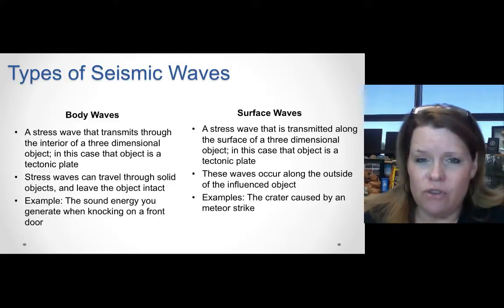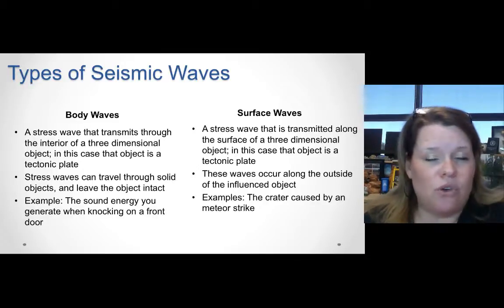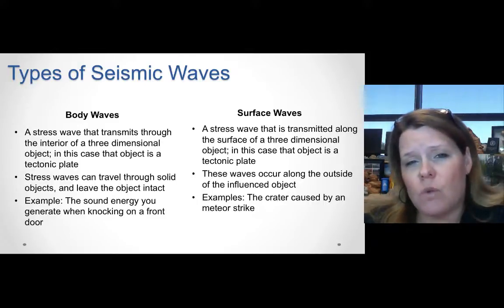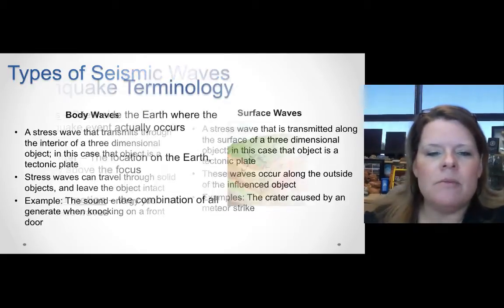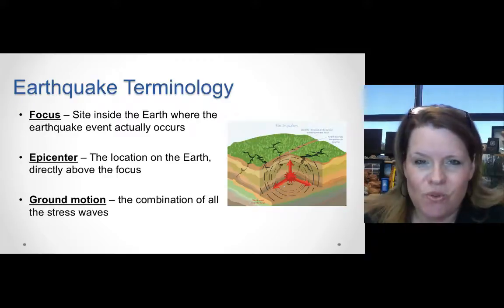On surface waves, the stress is a wave that's transmitted along the surface of a three-dimensional object, and in this case, that object is a tectonic plate, and the waves occur along the outside of the influenced object. So that's right at the crust. Example, a crater caused by a meteor strike. These two waves are called R for Rayleigh waves and L for Love waves, named after the people who first described them. So when we think about earthquakes, some terminology is important for you to know.